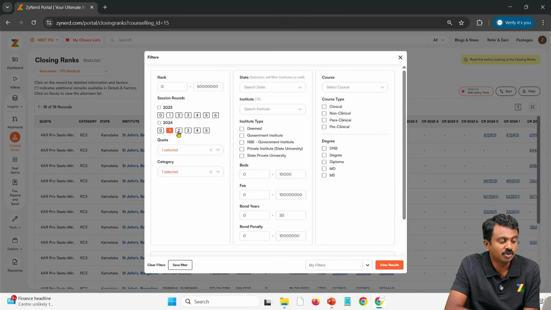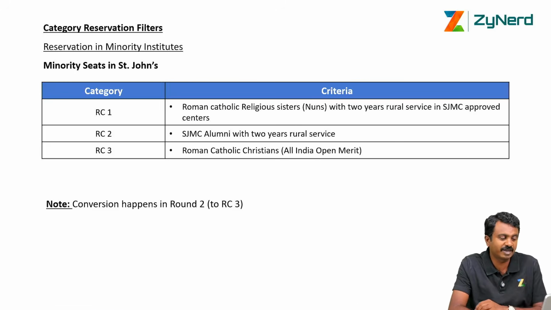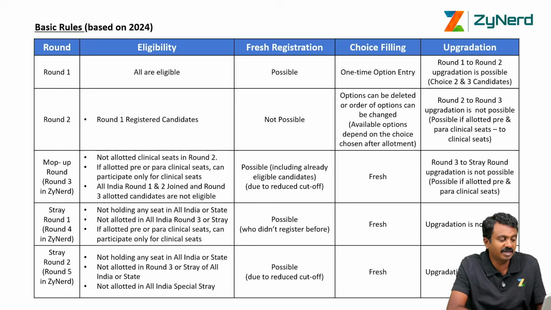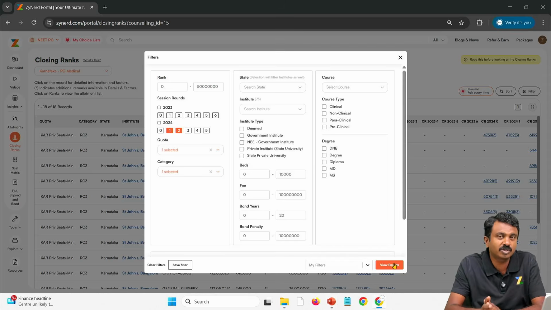So please do 1 and 2 now. In case they change the rules later, that will always benefit Karnataka state candidates. Round wise rules we will take up later, and the choice filling we will take up later. Choices conversion we will take up later. Right now we know that round 1, round 2 and round 3, which is mop up, and then a stray and special stray round existed in Karnataka last year.